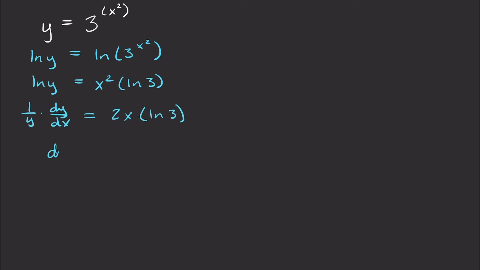So now I isolate dy/dx, and I multiply by y, so I get 3 raised to the x squared, all times 2x ln of 3. And if I wanted, I could bring this 2 inside of this natural log. So this could also be written as 3 raised to the x squared times x natural log of 9.